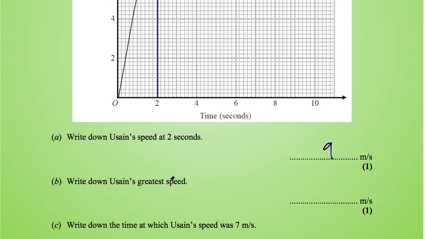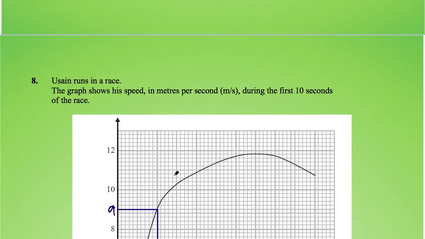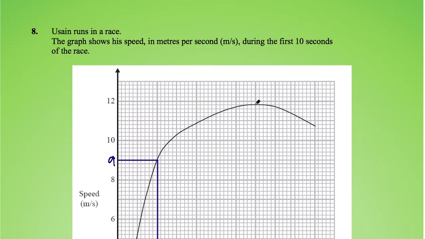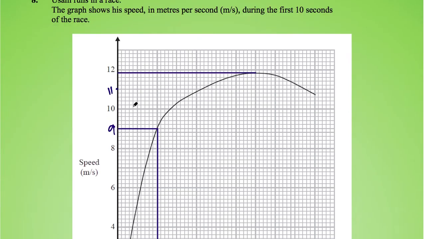Write down Hussein's greatest speed. So we go to the highest speed in the graph. That's that one there. And read that off the graph. So again, draw a line to read where that is. That is just one square below 12, and each square is 0.2. Worth marking in that, 11. So 0.2, 0.4, 0.6, 0.8, 11.8 meters per second.